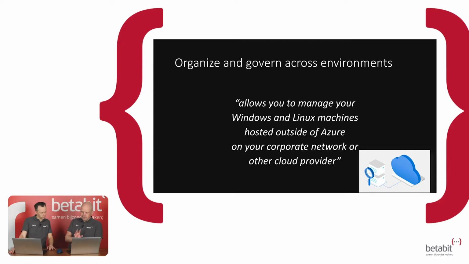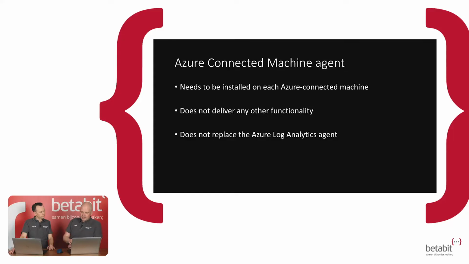So just one step back, the organize and govern across environments actually allows you to manage your Windows and Linux machines hosted outside of Azure on your corporate network or another cloud provider. So, as I said, that SQL machine that still runs on-prem or a VM that you have running in AWS, you can actually pull that in. And then yes, you need the Azure Connected Machine agent. It needs to be installed on each Azure connected machine, and it does not deliver any other functionality, just providing a way to connect to the machine to get data from it.